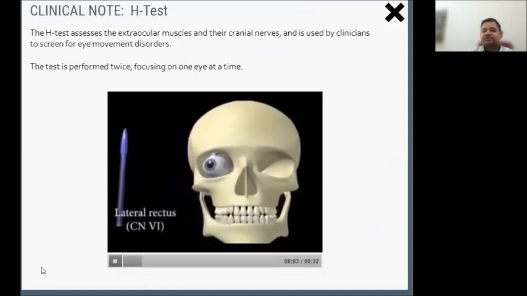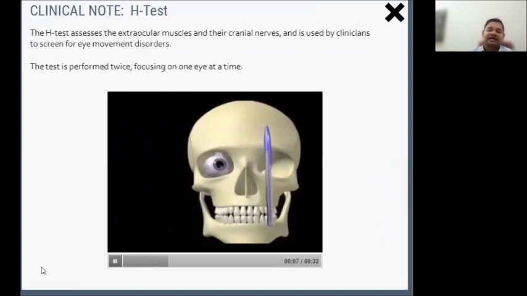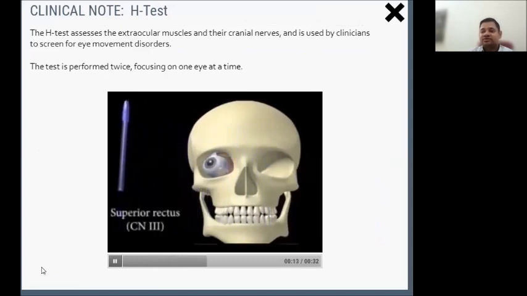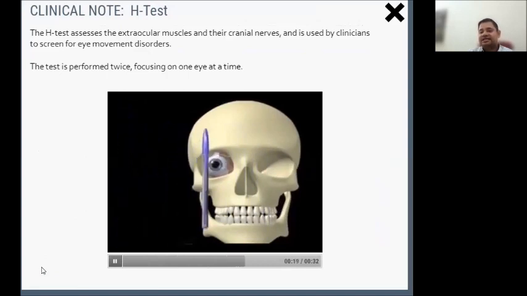This is a test known as the H test. It assesses the extraocular muscles and their cranial nerves, meaning which muscle and which cranial nerve is acting. It can be checked by this small H test. The test is performed twice, focusing on each eye at a time. You can see it shown in the video, and the names of the muscles come up with that particular movement.